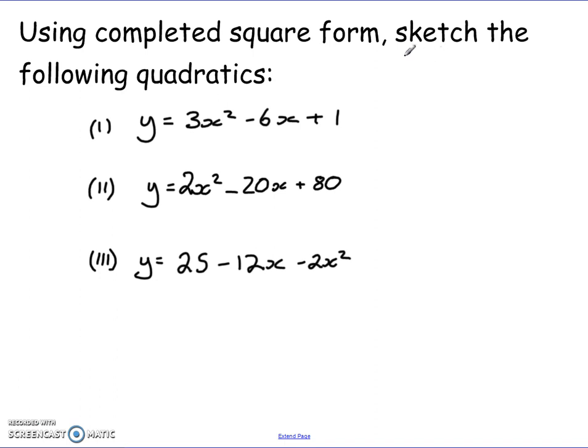Using completed square form, sketch the following quadratics. So I've got y equals 3x squared minus 6x plus 1. Second one is y equals 2x squared minus 20x plus 80. And the third one is y equals 25 minus 12x minus 2x squared. So I'm going to sketch all three of them using the completed square form rather than going through all the other steps.